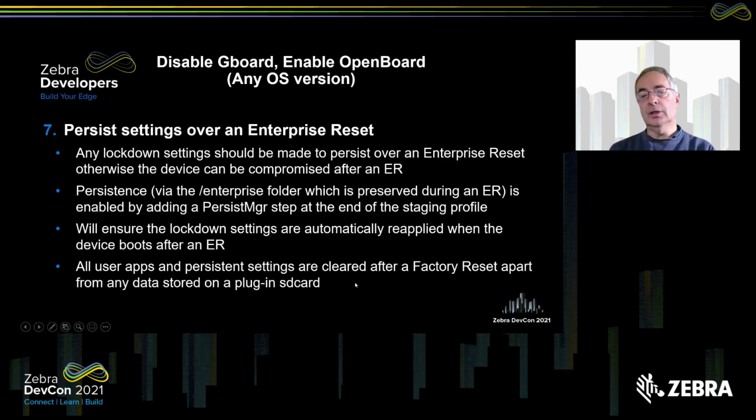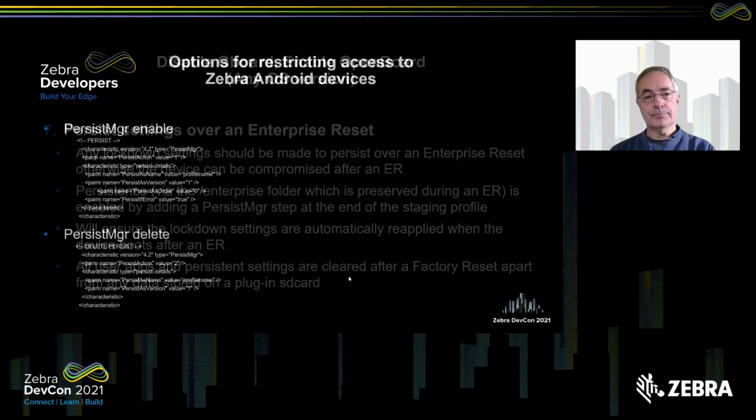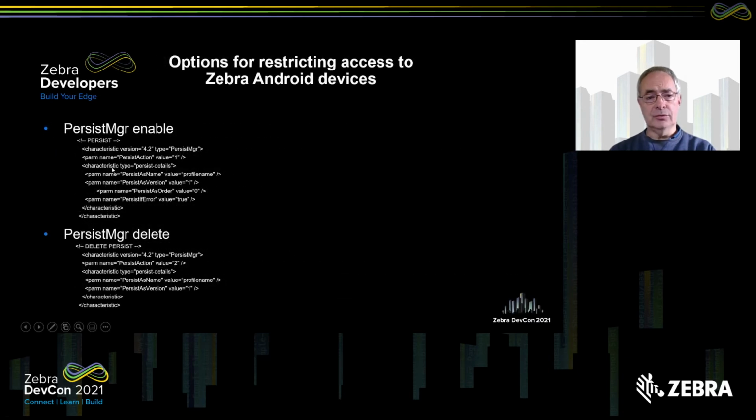So if somebody got hold of a device and you persist your lockdown, they won't be able to access it after an enterprise reset. If they do a factory reset, then everything's cleared from the device anyway, including all its Wi-Fi and network configuration. But if you had a plug-in SD card, that will be preserved, so any data on that card should be encrypted if you don't want people to access it. And that just shows the XML required to enable and disable the persist functionality.